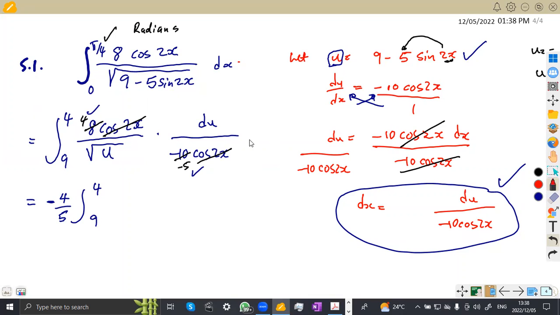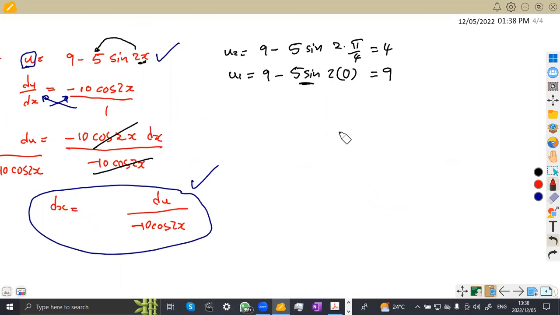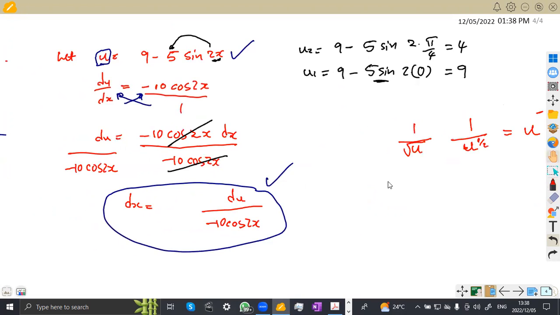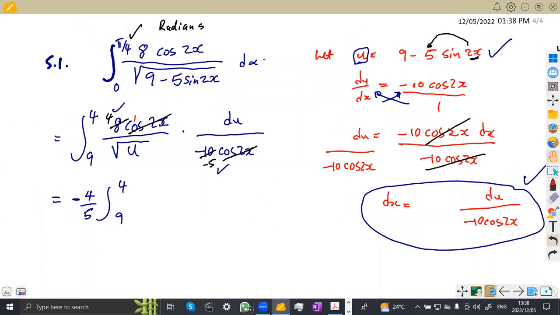If we are to do that, we are going to see that here we are going to remain with 1 over the square root of u. And what we have on 1 over the square root of u, remember, square root is the same as to the exponent of a half. So this is 1 over u to the exponent of a half. And we know that 1 over simply means to the exponent of a negative. So this is the same as u to the exponent of a negative half. So we've got u to the exponent of negative half du, like that.